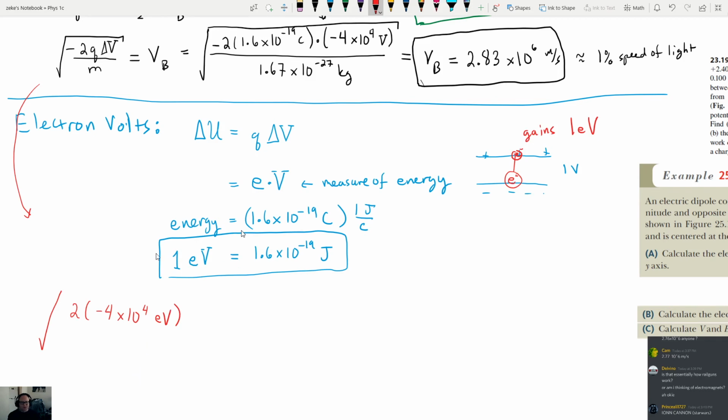Does that make sense if you look at this equation and compare it to this one up here? That you would just divide by this, and it would give you the unit in electron volts? Does that make any sense?